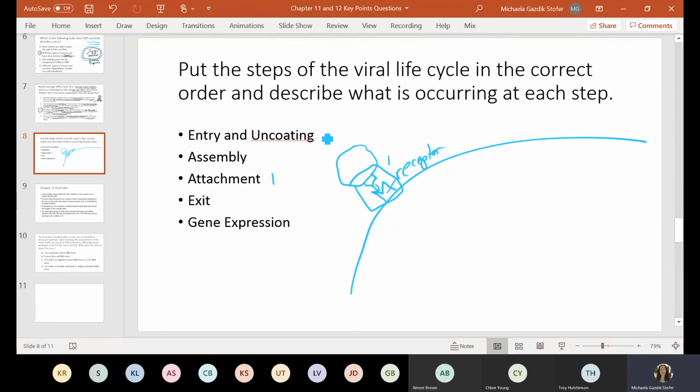Okay, step 2 is going to be the entry and the uncoating. And so this is where that viral particle is going to have to enter the cell. And that can be done in one of two ways. We can either invaginate this membrane and pull the viral particle in this way. So now we end up within a vesicle in the cell. That's called endocytosis.